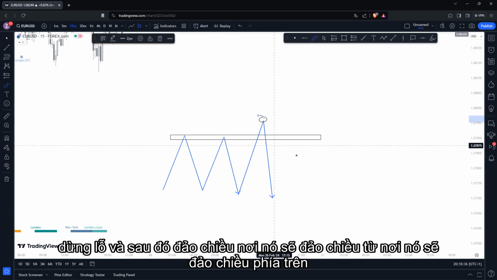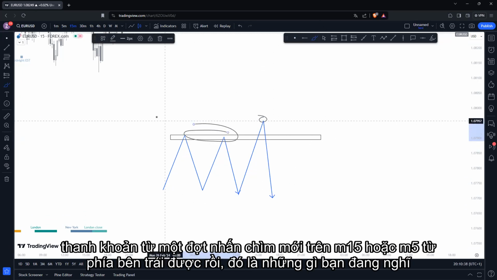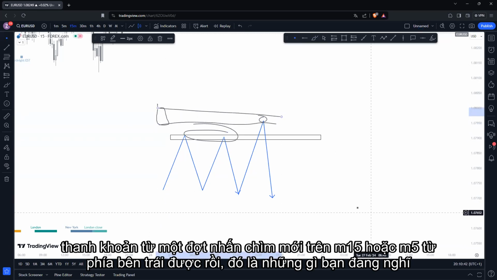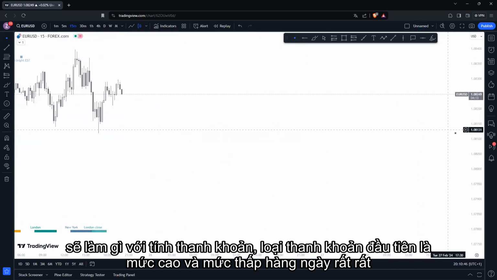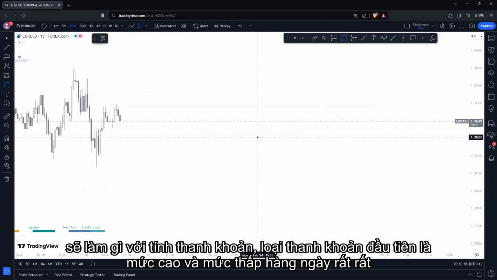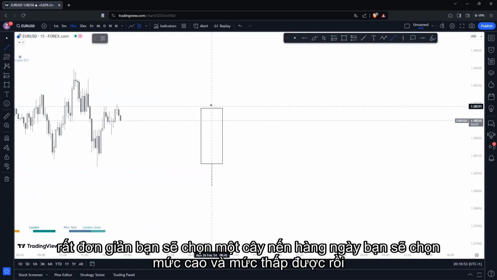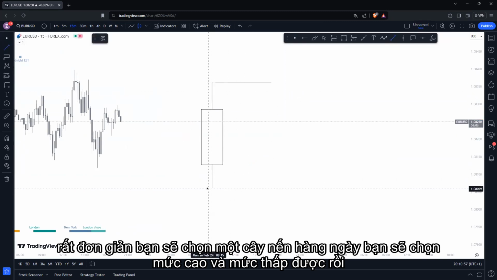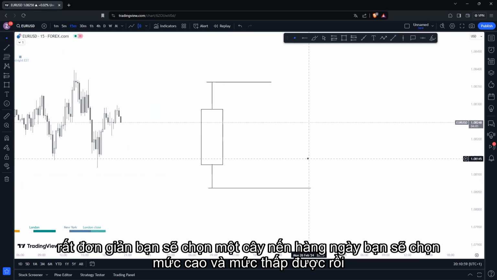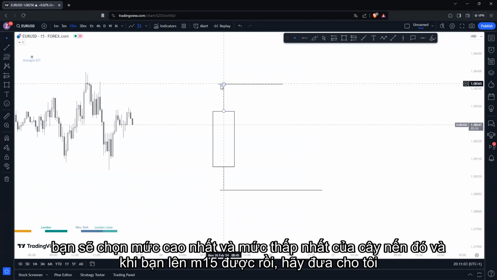Where is it going to reverse from? It's going to reverse above the liquidity from a fresh engulf on the M15 or M5 from the left side. So that's what you're gonna do with the liquidity. The first type of liquidity is the daily highs and lows. Very simple. You're gonna pick a daily candle, and you're gonna pick the high and the low of that candle.